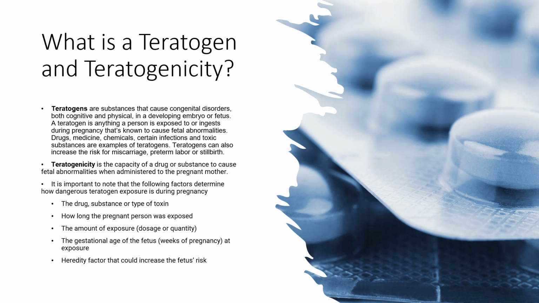Teratogenicity is the capacity of a drug or substance to cause fetal abnormalities when administered to the pregnant mother. It is important to note that the following factors determine how dangerous teratogen exposure is during pregnancy: the drug itself, or the substance or type of toxin, how long the pregnant person was exposed, the amount of the exposure in terms of dosage or quantity, the gestational age of the fetus in terms of what weeks of pregnancy they were at the time of exposure, and hereditary factors that could increase the risk.